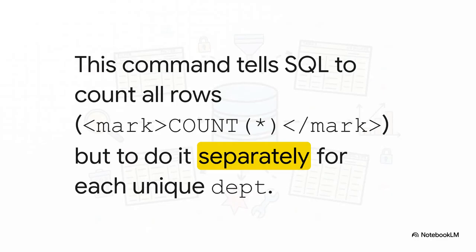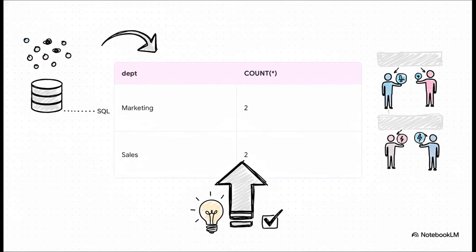So here's how we combine a few commands to get our answer. We select the department name and then ask for a count of all the rows. But the real magic is that last part. Group by dept. That tells the database to do a separate count for each unique department it finds. And would you look at that? Our list of 4 employees is instantly summarized. 2 in marketing, 2 in sales. In just a single line of code, we've turned a raw list of data into a crystal clear answer to a real business question.